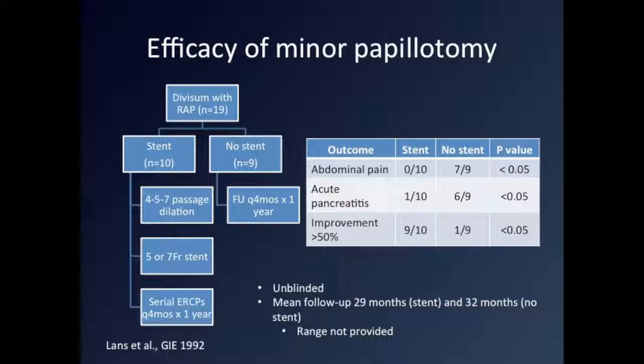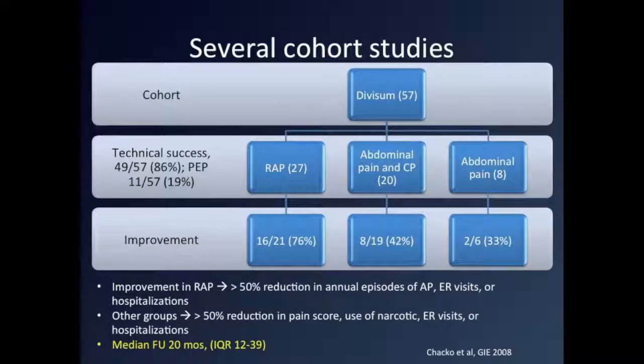The results are very compelling that by improving drainage of the dorsal pancreatic duct, you can improve abdominal pain, you can eliminate acute pancreatitis in many, and you can improve an overall assessment of improvement by more than 50%, which is a subjective measure in the majority. And so this is really, again, the only randomized trial. There are many cohort studies, and I'll highlight one of the more recent, that also suggest a potential benefit for minor papillotomy. And this is a cohort of individuals with divisum.